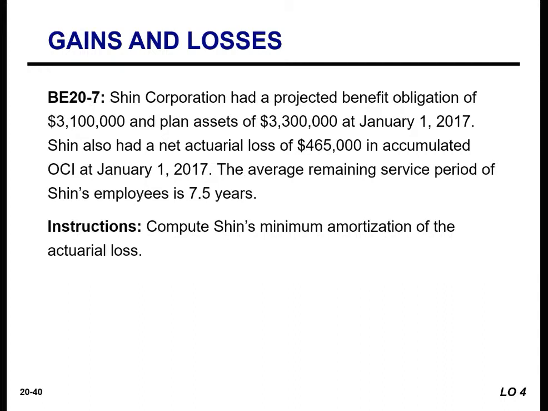So we're going to look at Shing Corporation, who had a projected benefit obligation of $3.1 million and plan assets of $3.3 million on January 1st, 2017. The net actuarial loss of $465,000 is in their accumulated other comprehensive income. The average remaining service period of their employees is 7.5 years. So we are going to compute Shing's minimum amortization of the actuarial loss.